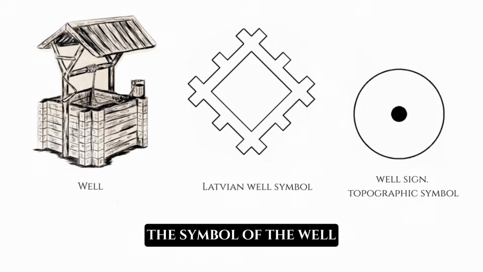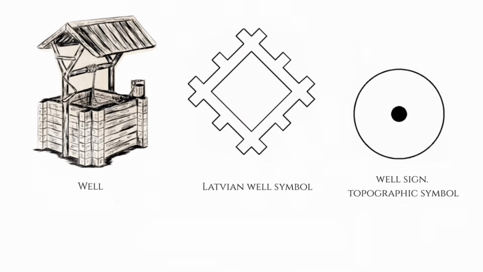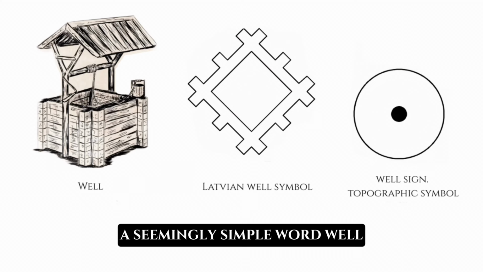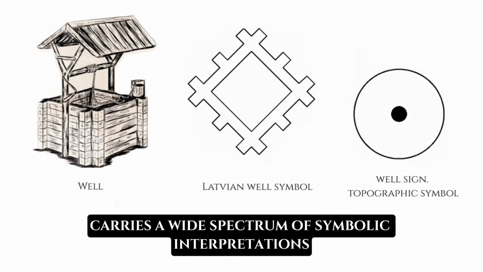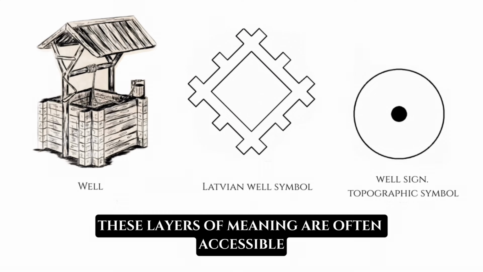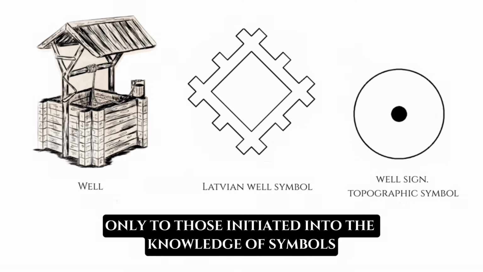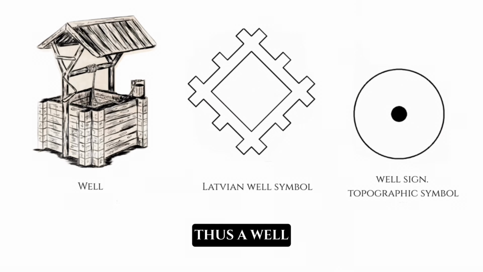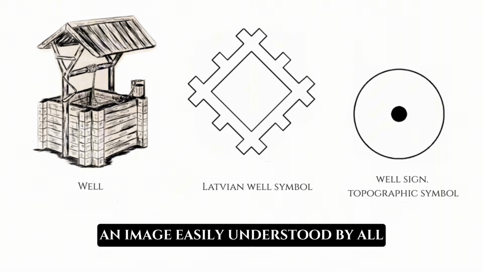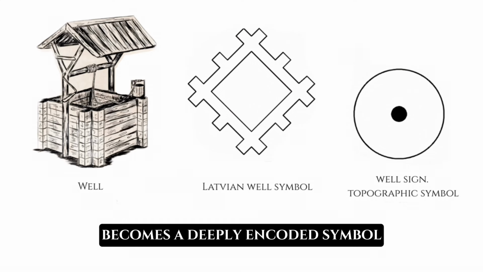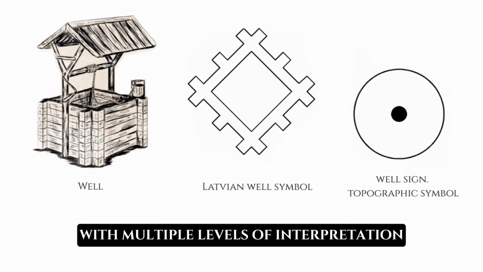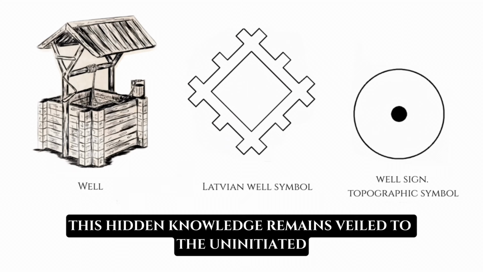The symbol of the well. A multi-layered mystery. A seemingly simple word, well, carries a wide spectrum of symbolic interpretations. These layers of meaning are often accessible only to those initiated into the knowledge of symbols. Thus, a well, an image easily understood by all, becomes a deeply encoded symbol with multiple levels of interpretation. This hidden knowledge remains veiled to the uninitiated.